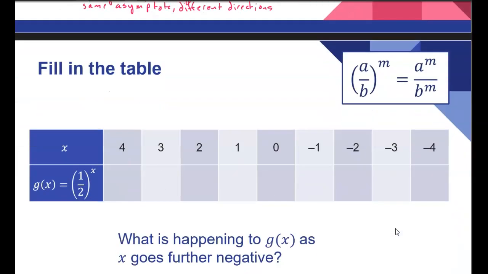So let's fill in this table now. This is our second function we've looked at, 1/2 to the x. And we're going to use this rule we came up with earlier, where we can distribute the exponent. So our first one is 1/2 to the 4th. We're going to distribute the exponent and get 1 to the 4th over 2 to the 4th. 1 to any power is just 1, and then 2 to the 4th is 16. So this is 1 over 16.